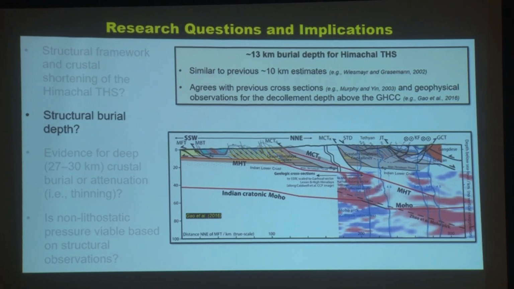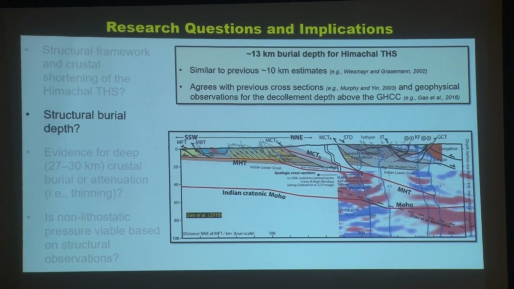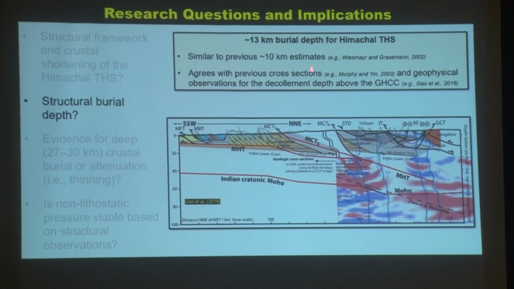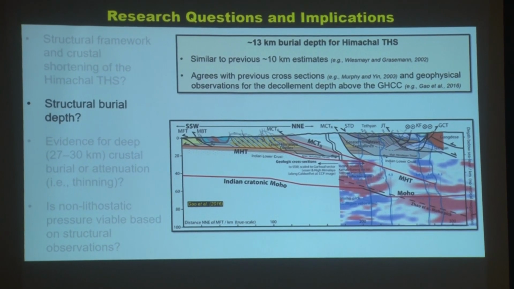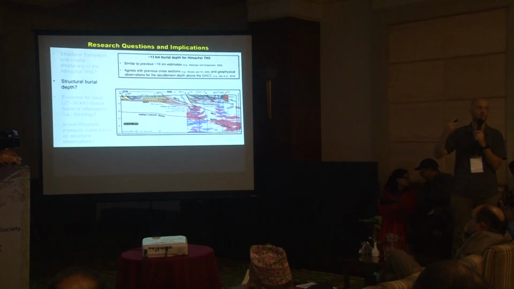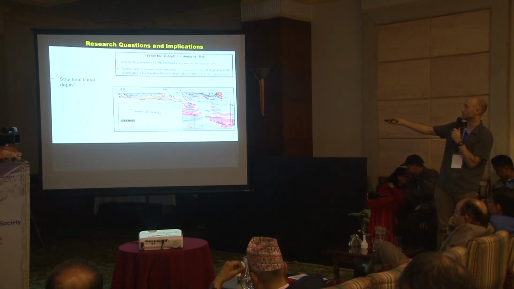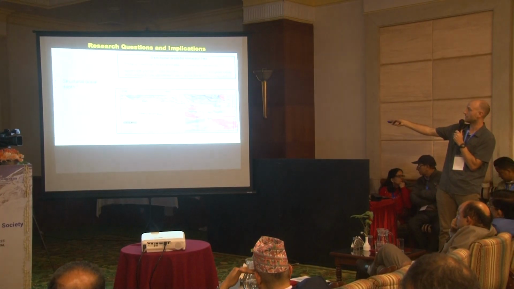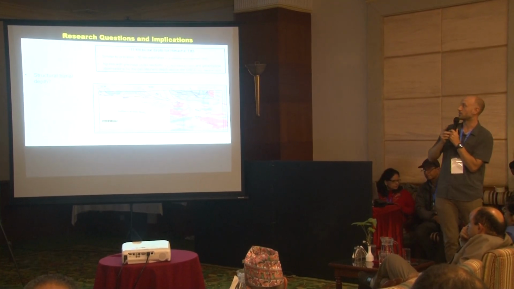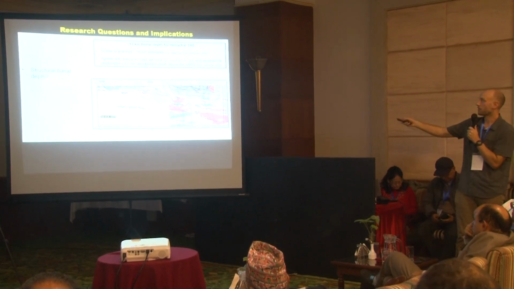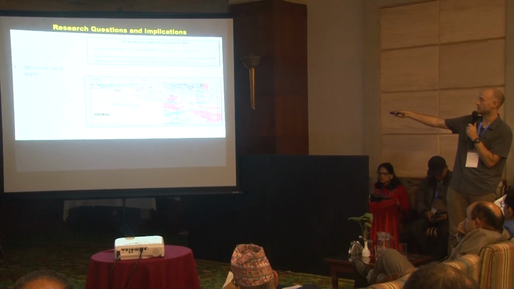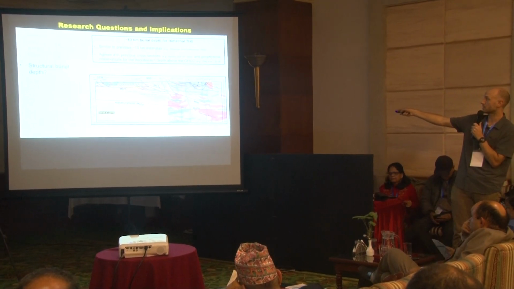So now let's talk about the structural burial depth. I mentioned that we interpret that the Himachal THS has a maximum stratigraphic thickness of 13 kilometers. That's similar to previous estimates of 10 kilometers. It also agrees with previous cross-sections for the Tethyan Himalayan sequence, like that from Murphy and Yin, 2003, which you can see right there, the colored portion. And also geophysical observations for the decollement depth of the Tethyan thrust belt above the Greater Himalayan crystalline complex. So you can see the South Tibetan detachment going like this, right there.